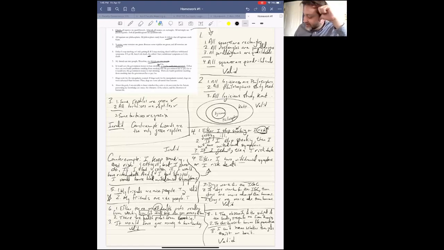All right, argument 7. So argument 7 is one I've talked about before in this class. I've used it as an example of an argument that is valid but lacks true premises, so I hope no one got tripped up on this one. But what it says is dogs work for the Intergalactic Council. If dogs work for the Intergalactic Council, dogs are more advanced than humans. And then the conclusion is dogs are more advanced than humans.